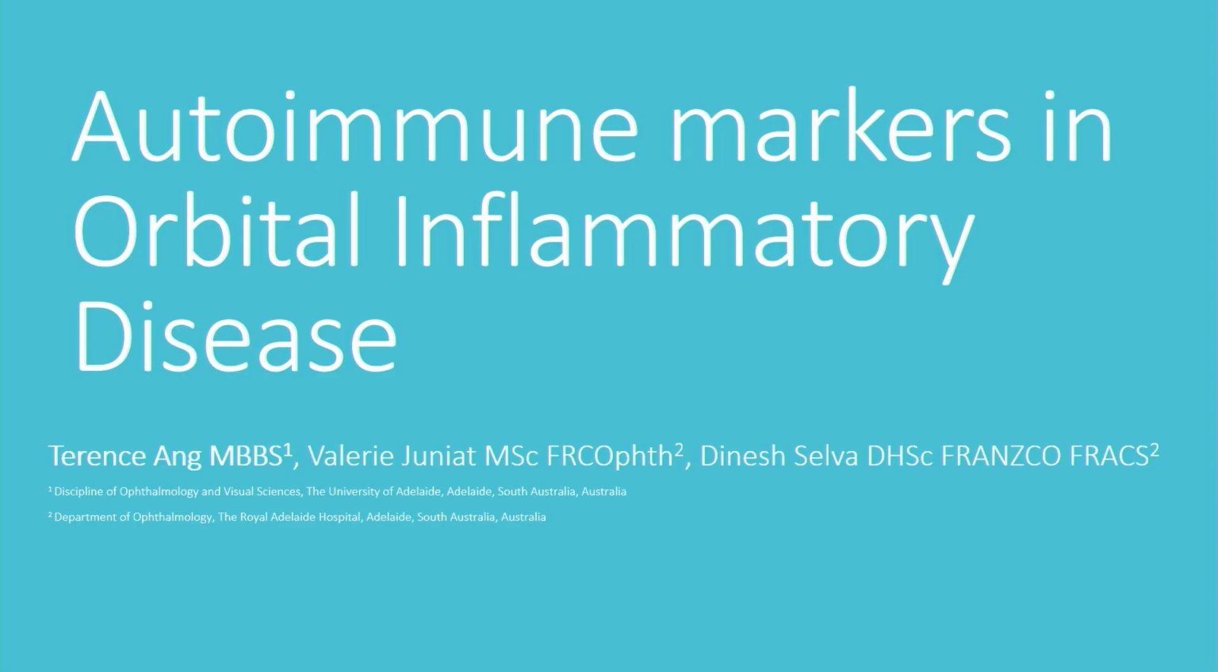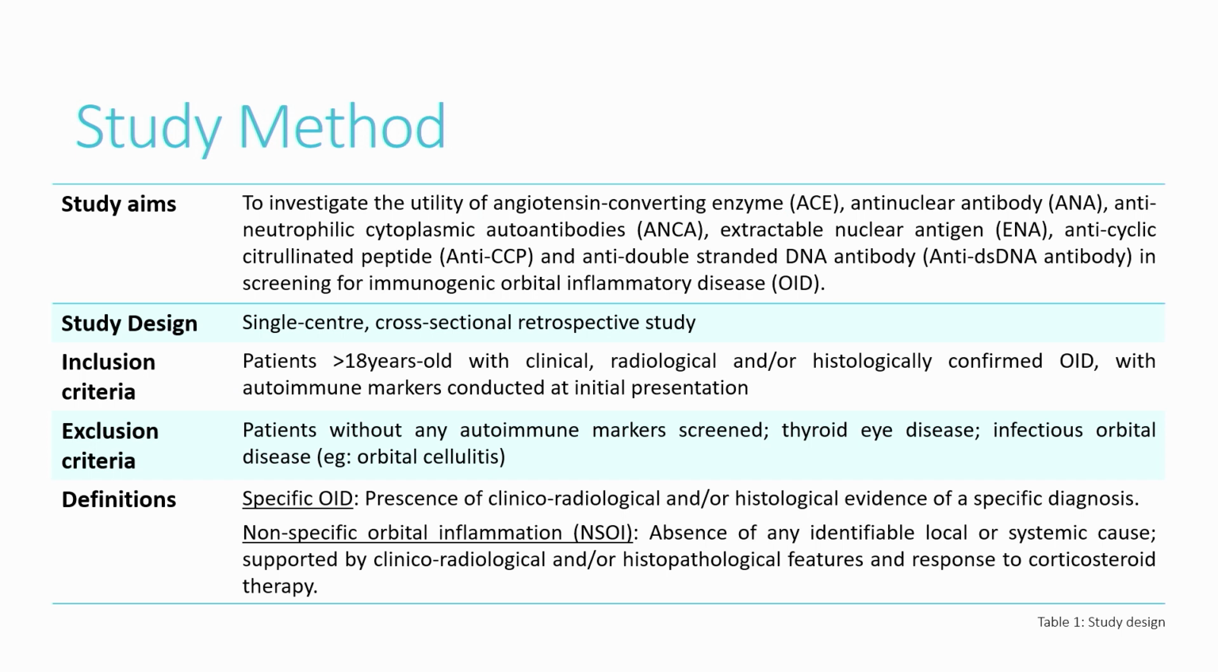All right. Good afternoon. I'm Terence, and today I'll be presenting the utility of autoimmune markers in orbital inflammatory disease. So orbital inflammatory disease may be due to specific localized or systemic inflammatory diseases. However, if no underlying cause can be identified, then a diagnosis of non-specific orbital inflammation, NSOI, can be made. Serology may form part of a diagnostic approach for various immunogenic causes of orbital inflammation.